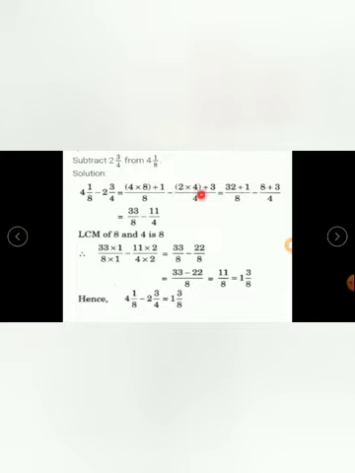Now 2 into 4 is 8. 8 plus 3 is 11. So this mixed fraction we converted into improper fraction. What is that? 33 by 8 minus 11 by 4.